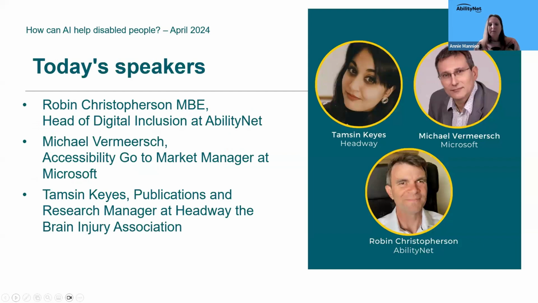To discuss the topic today, I'm delighted we have joining us Robin Christopherson MBE, who is Head of Digital Inclusion at AbilityNet. Also joining us is Michael Vermeersch, who is Accessibility Go-to-Market Manager at Microsoft. And then we also have Tamsin Keyes, who is Publications and Research Manager at Headway, the Brain Injury Association. Welcome to all of you. Hopefully by the end of today's session, you'll all have reassurance and ideas about how AI can be used to benefit disabled people.